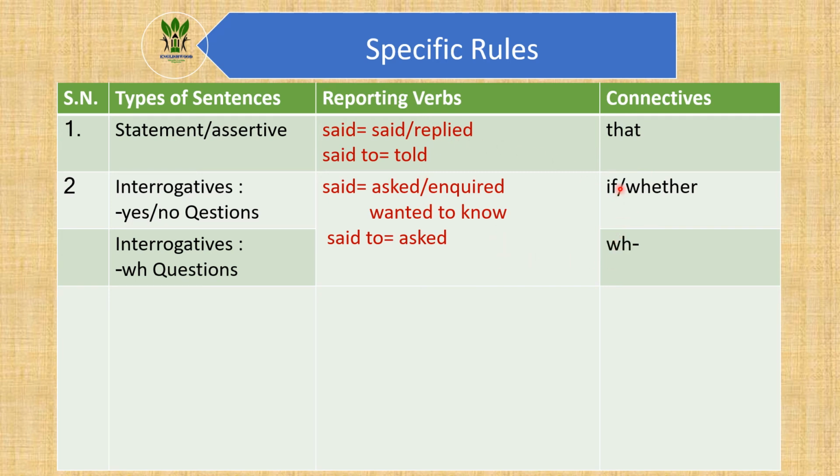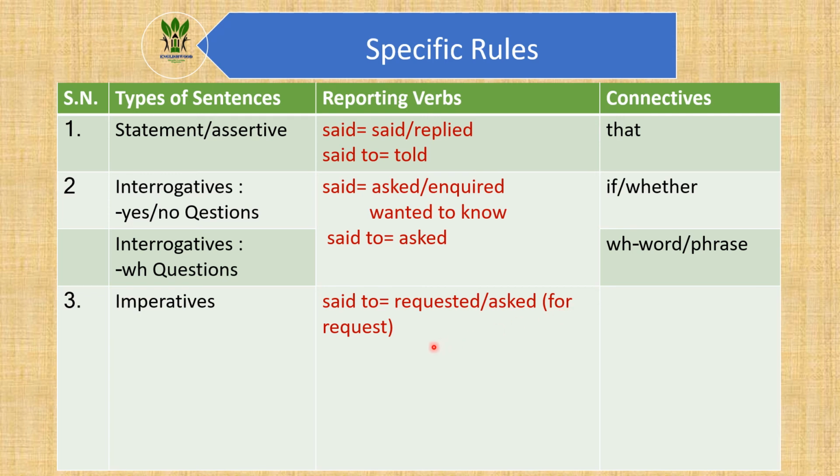Similarly, if and whether are used for yes-no questions, whereas WH words or phrases are used for WH type questions. Finally, another type of sentence is imperatives. In imperative sentences, said to changes into requested or asked for a request. Similarly, said to changes into told for general remarks.